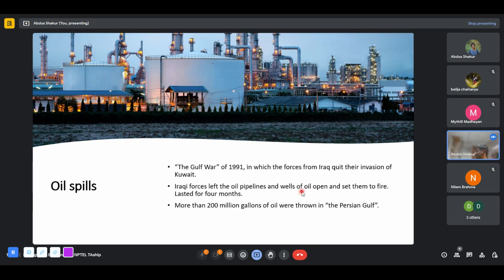These fires lasted 4 months, and there were also huge oil spills. Somewhere around 200 million gallons of oil was thrown into the Persian Gulf. So not just land; during this time a lot of marine water pollution happened because of these oil spills.